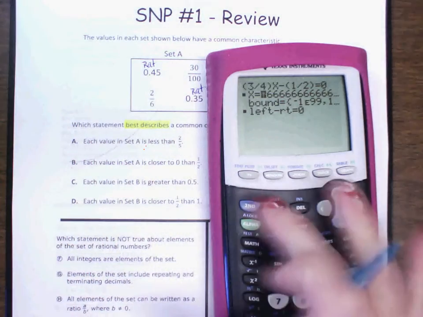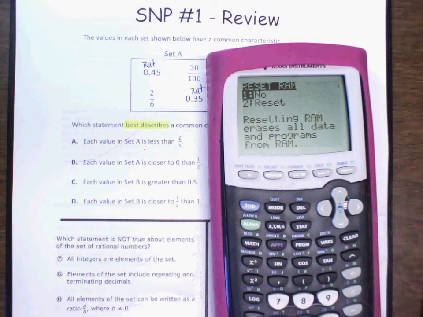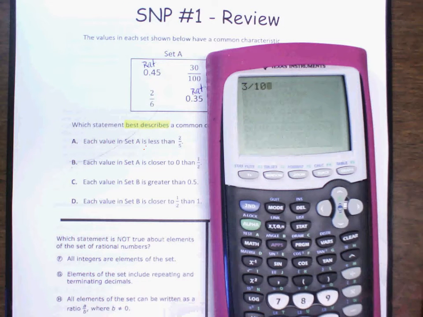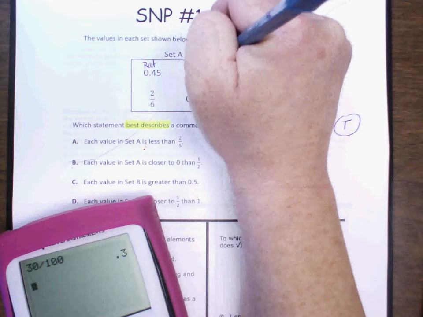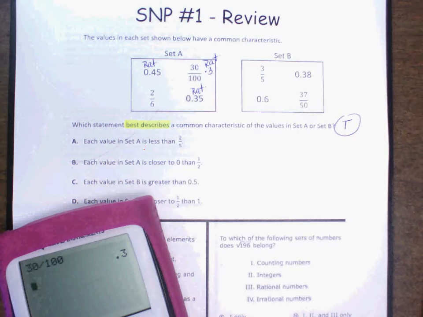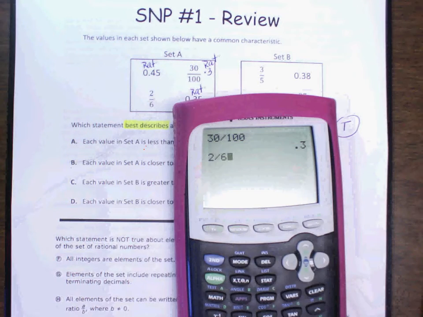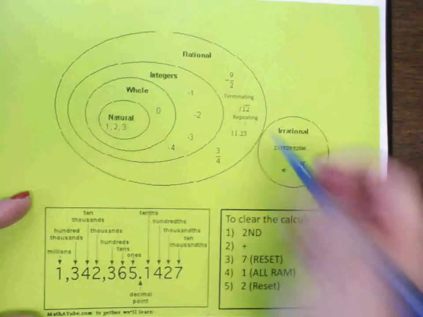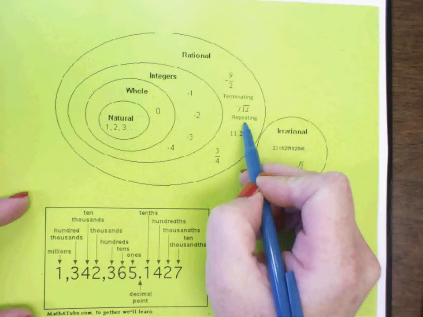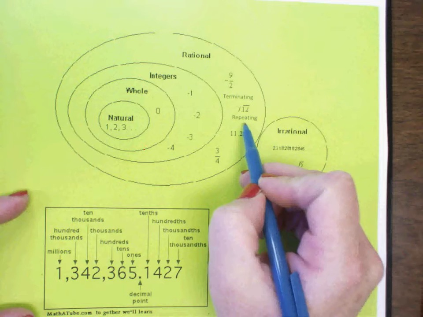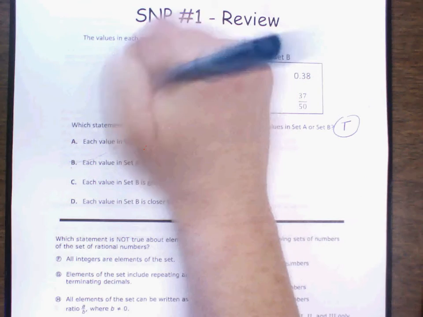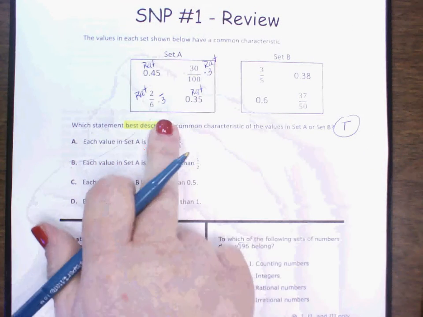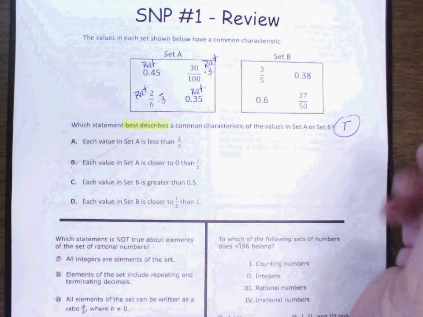What about 30 divided by 100? I'm sorry, it's 30. That would be 0.3. What kind of number is that? Rational as well, because it's a terminating decimal. What about 1/3? It's 0.333. It's repeating. So what kind of number? Rational. So in here they're all rational, right?